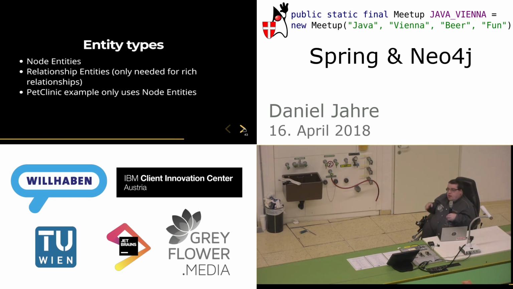Okay. How does the OGM work? We have two types of entities. We have node entities and relationship entities. We only need the relationship entities if the relations have properties. Otherwise, we just use annotations in the node entities. The pet clinic example is only using node entities, but I will give you an example for a relationship entity as well.